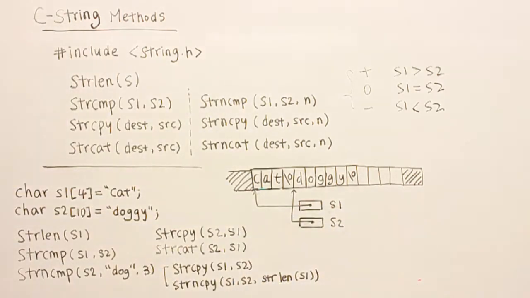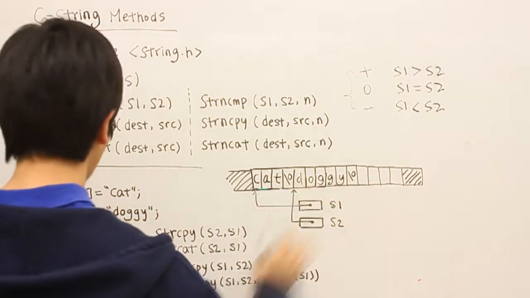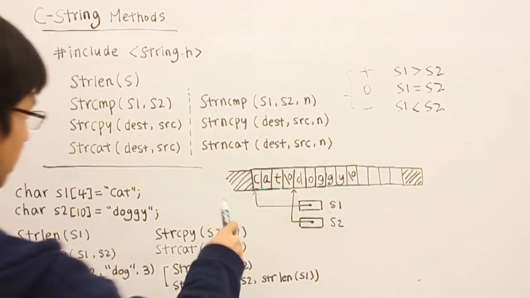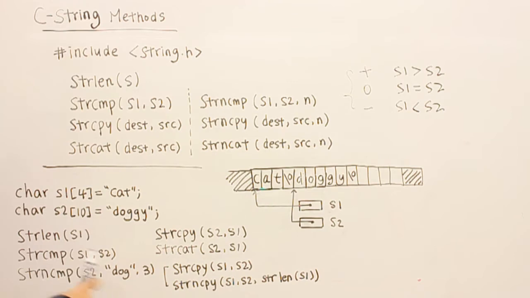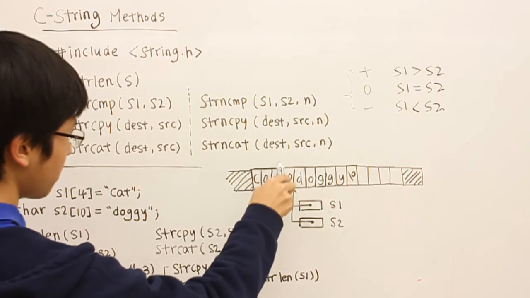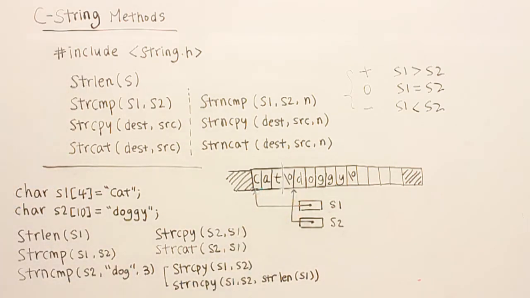Okay, now let's look at this example. So we are declaring 2 strings, cat and doggy, and they're going to look like this in memory. Note that we have a null character at the end of both strings, because that signifies the end of a C string. So now let's try strlen S1 first. What this method does is basically count all the characters in the string before it reaches the first null character. So we're going to C first, and then we stop here before the first null character. So that gives us 3.